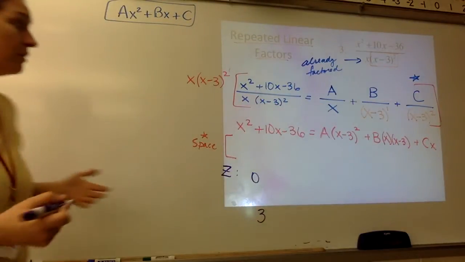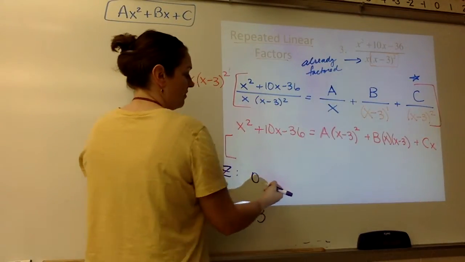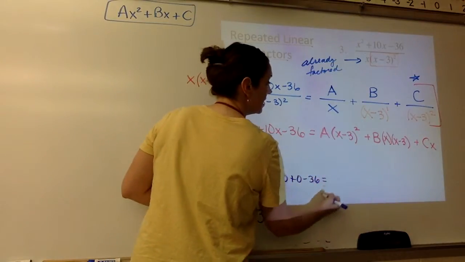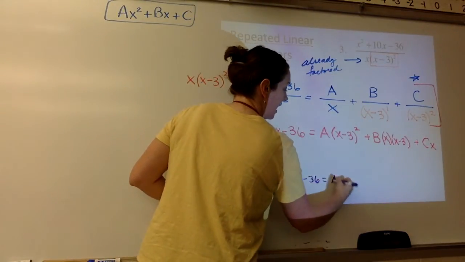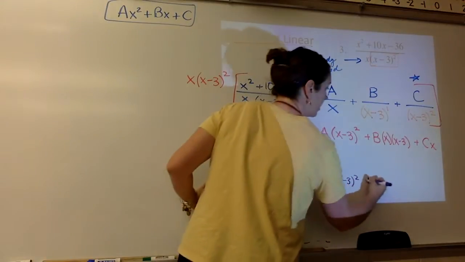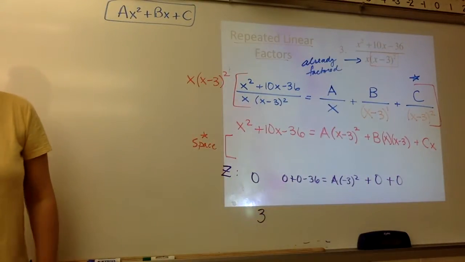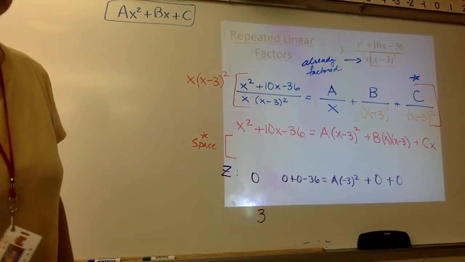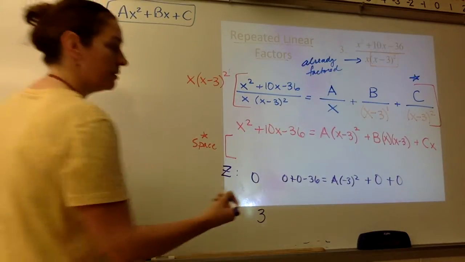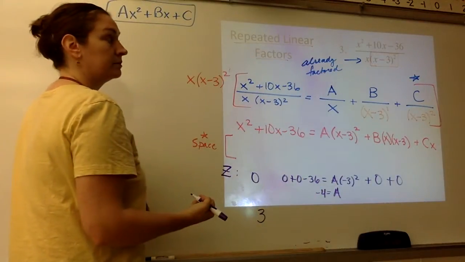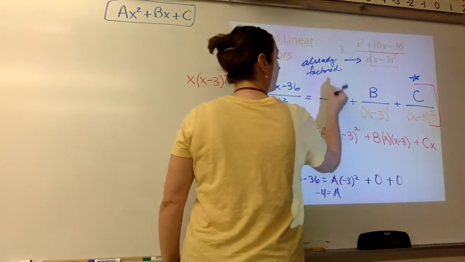Let's plug in 0 real quickly. 0 is awesome. It's one of my favorite ones to plug in because I get 0 plus 0 minus 36 is equal to a times negative 3 squared plus 0 plus 0. What's a? If you check your notes, you should get negative 4. So A is negative 4. Perfect.